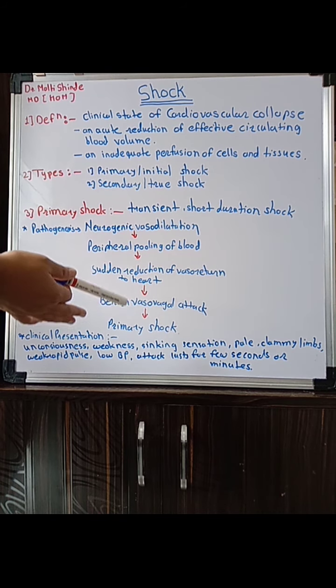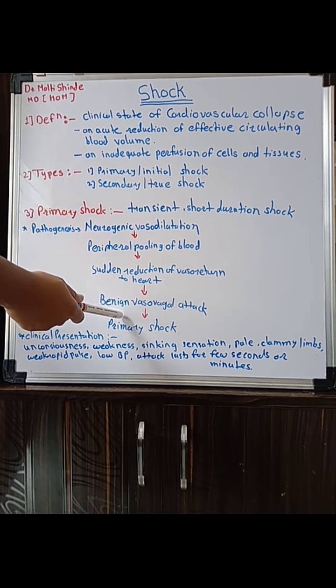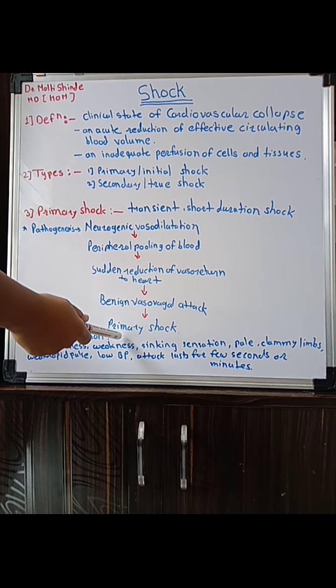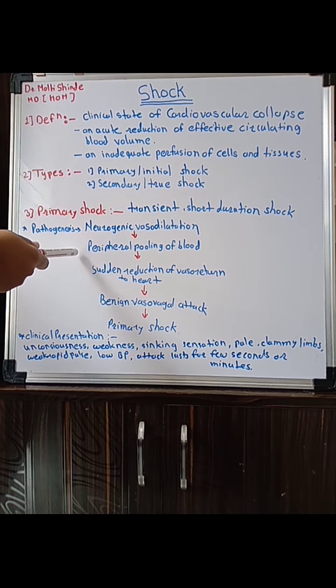The blood supply going to the heart gets reduced, and that is called a benign vasovagal attack. Due to this, there is stimulation of the vagus nerve, and that causes the primary shock. This is the pathogenesis of primary shock, how primary shock occurs. It is transient.